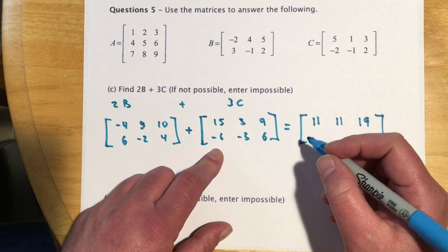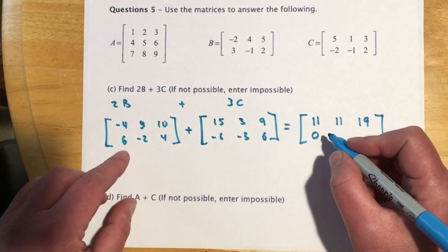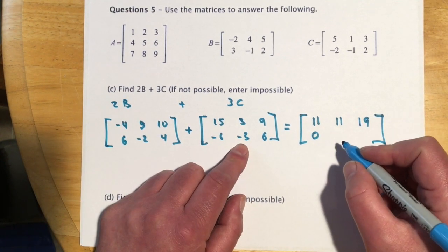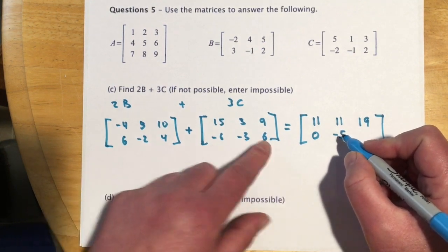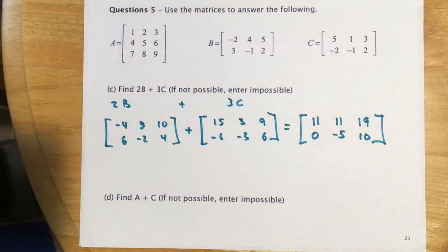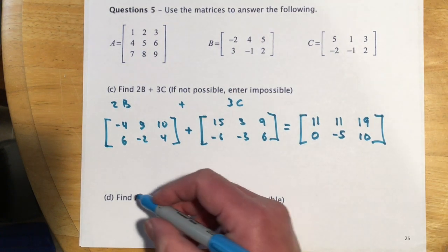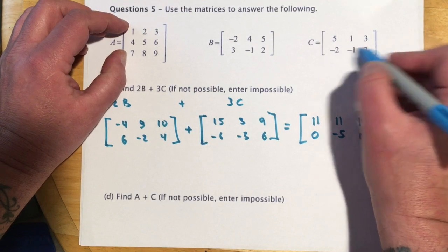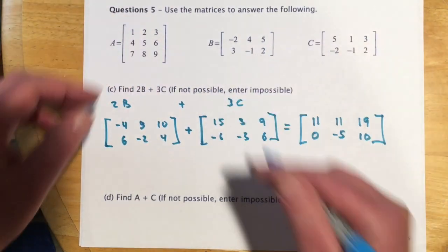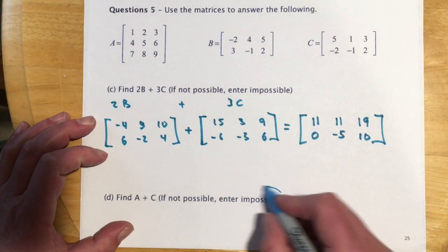6 plus -6, so that's 0. And then -2 plus 3, that is -5. And 4 plus 6 would be 10. And then the last question is A plus C, but A is 3 by 3. This is 2 by 3, so they're not the same size, so we can't add them. So we would enter impossible.